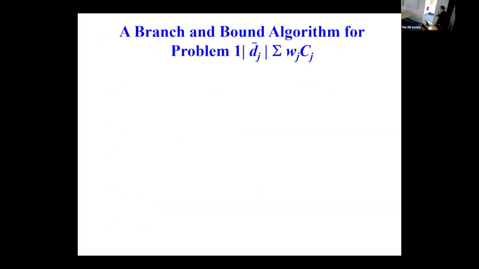Okay then, so I'm going to talk to you about one branch and bound algorithm that I designed for this particular problem. So, single machine, you've got deadlines on the jobs, and you want to minimize the sum of weighted completion times. This is a hard problem, and it's made hard by the deadlines. Let me show that if you don't have the deadlines, it's a trivial problem to solve.